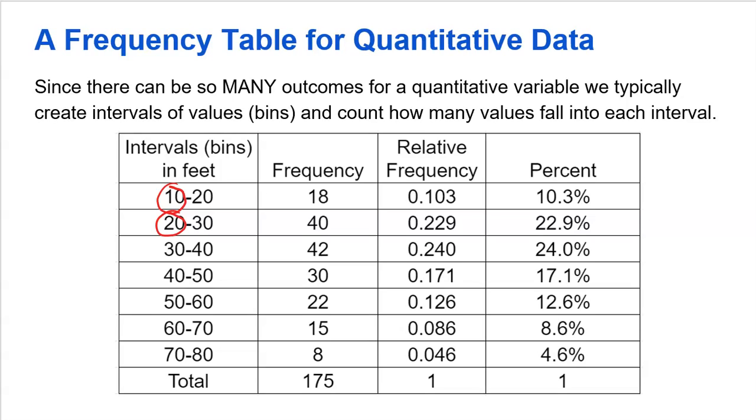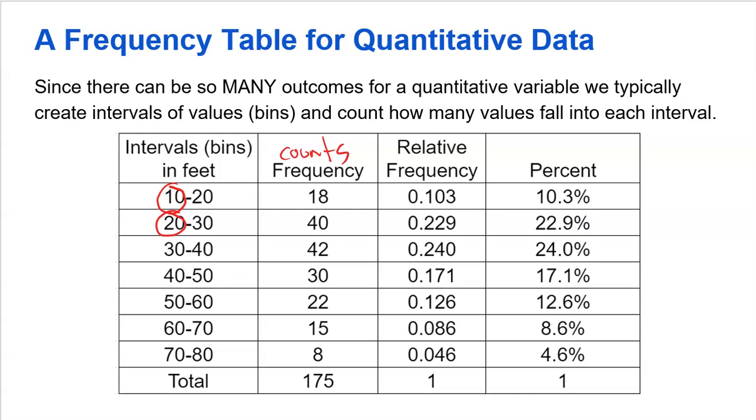But again, 29.99999 cannot be written, so that's why we say 30, but we know that that bin is 20 up to 30. So once again, 40 trees were counted that were 20 to 30 feet tall, and then so forth down the line. So the frequencies are still the counts, just like they were with categorical data. But again, we create these intervals. So these are intervals for those quantitative variables.